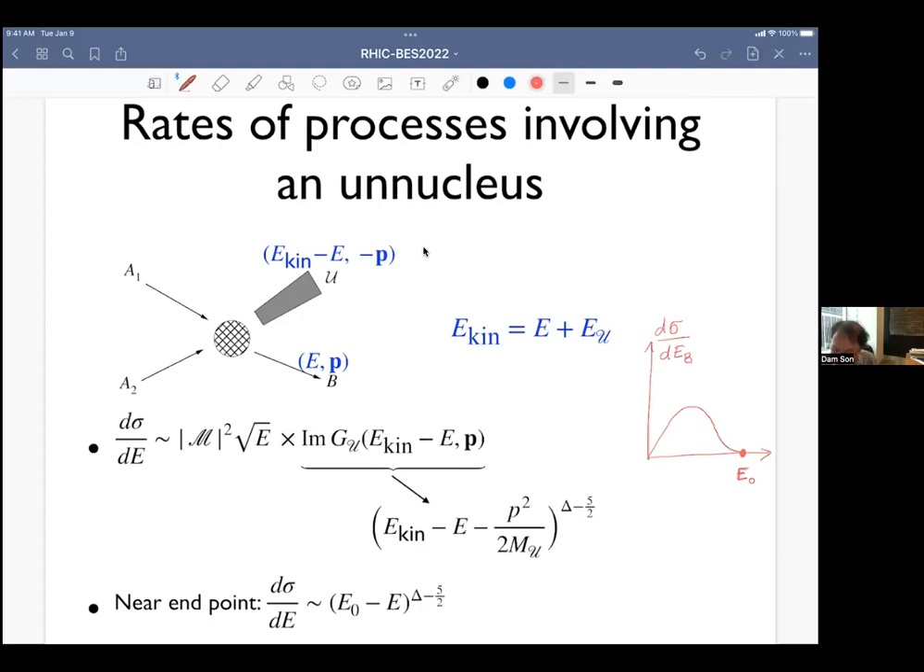And the behavior of the reaction near this endpoint is given by a simple formula, a power law dependence, where this delta is the dimension of the unparticle U. That is the operator that corresponds to 2 neutron, 3 neutron, 4 neutron, etc. So this behavior comes from the imaginary part of the propagator of U, or in other words, the decay rate of this unparticle into 3 or 4 or 2 of the neutrons.